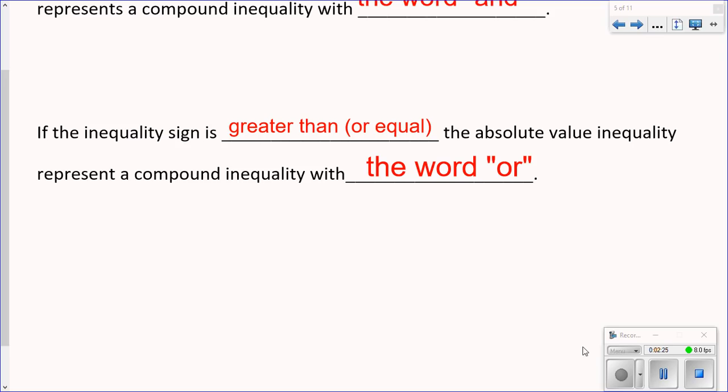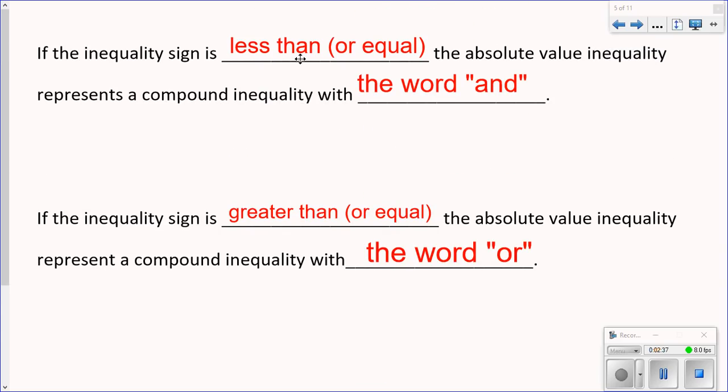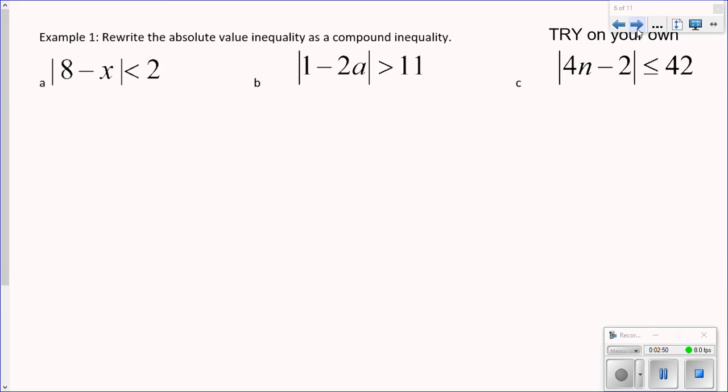And there's a way to remember it. The way you remember it is greater than, "greater or than," is your or word. Less than, and "less than" is your and word. I know it sounds really stupid, and it probably is to anyone watching. But it helps you remember it, and that's all I care about.